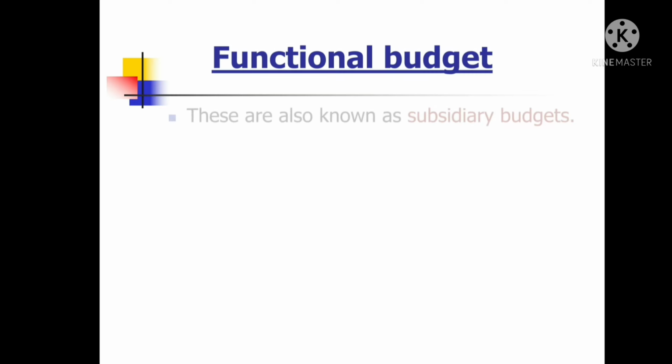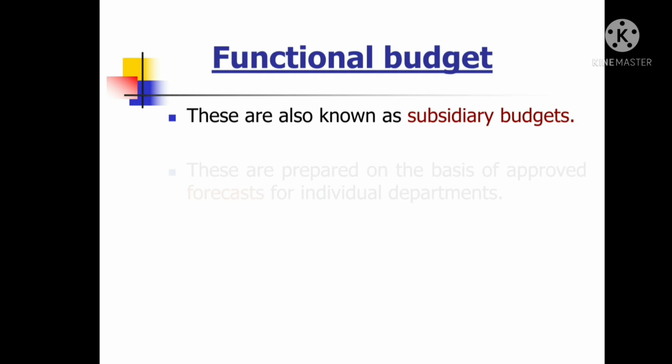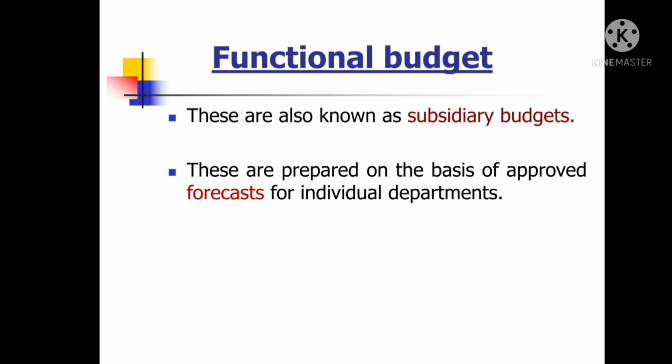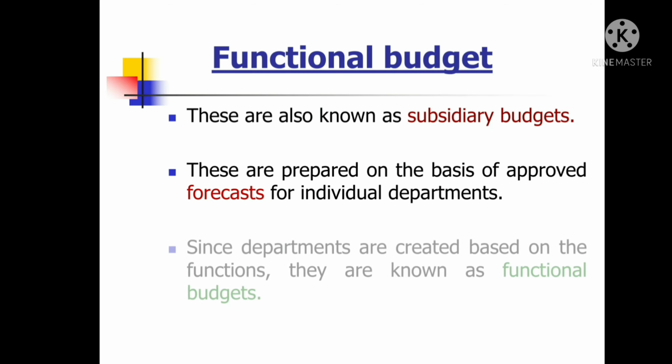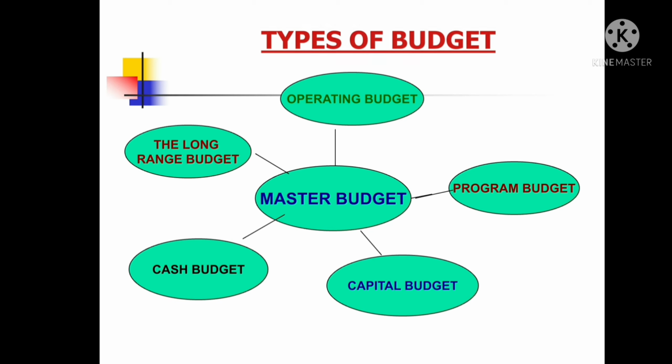Then functional means subsidiary budgets. They may be based on approved forecast for individual departments. That is based on the functions. Okay, that is why it is called a functional budget.